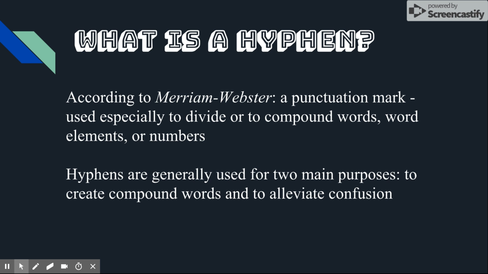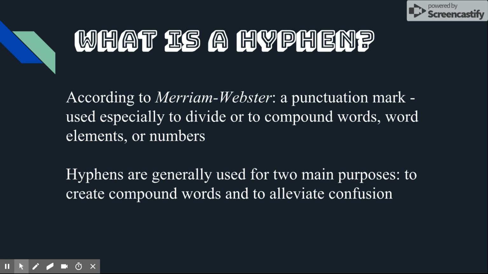So, what exactly is a hyphen? Well, according to Merriam-Webster's dictionary, which actually has a hyphen in its name, a hyphen is a punctuation mark used especially to divide or to compound words, word elements, or numbers. Hyphens are those tiny little lines you see breaking up compound words.